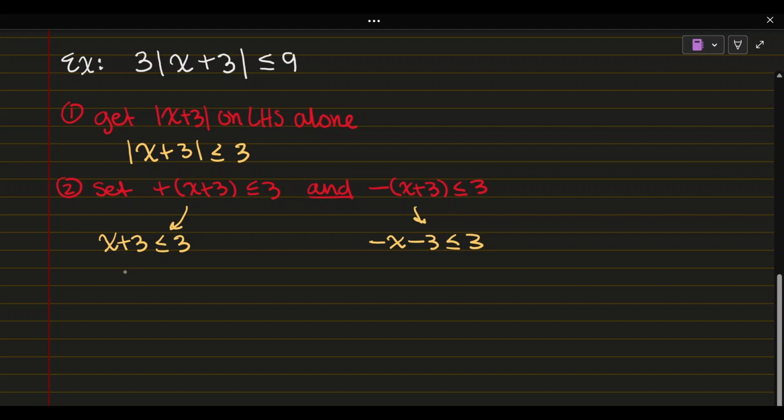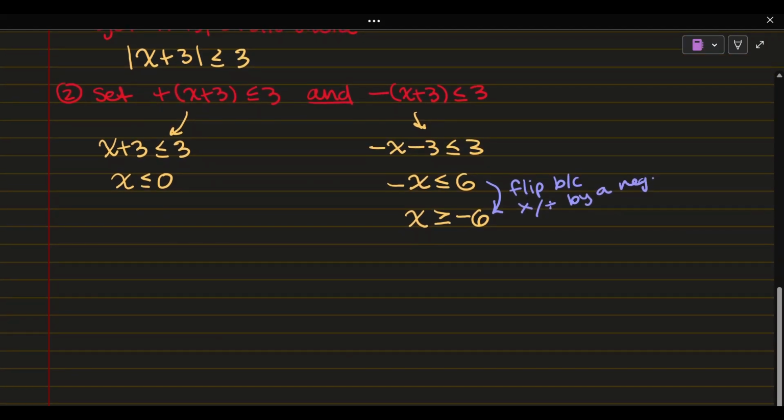On the left hand here, I can subtract 3 from both sides and get that x is less than or equal to 0. And on the right hand side, I can add 3 to both sides and get that negative x is less than or equal to 6. So dividing both sides by -1, x is greater than or equal to -6. Remember that when I multiply or divide an inequality by -1 or any negative number, I flip the sign, because I multiplied or divided by a negative.